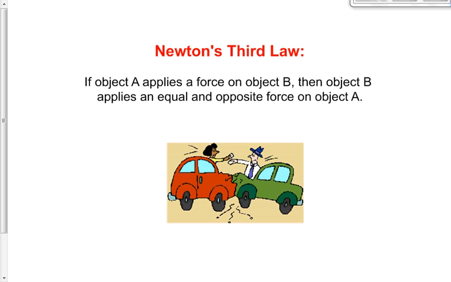Why does it go backwards in the first place? If the shot goes forward, why does the gun go backward? There's always a recoil. Okay, so the gun applies a force on the shell, right? And that's the action force. And then the reaction force would be the shell applies an equal and opposite force back on the gun.